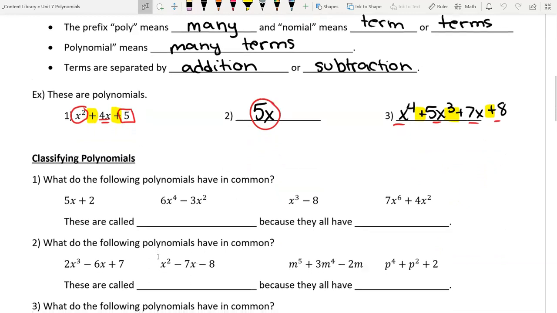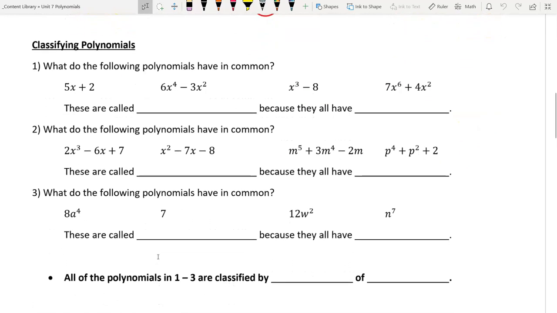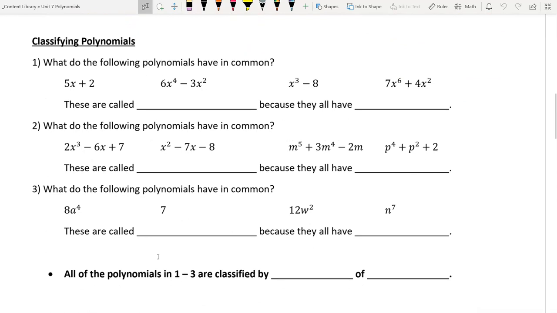Now we're going to classify. And by doing this, we just have to look at the number of terms. And then we also have to look at this thing called degree, okay? So this first one, we are going to talk about the number of terms, okay? So you're looking for plus signs and how many things are being separated. So if you're going through, all of these have something in common, okay? There's only one plus or minus, but how many terms are there? There are 2. So 5x plus 2. 5x is a term, 2 is a term. The next one, 6x to the 4th, is separate from 3x squared. Those are 2 different terms.